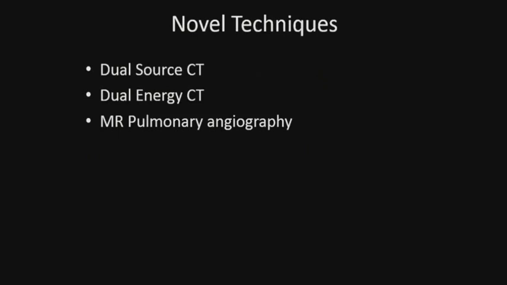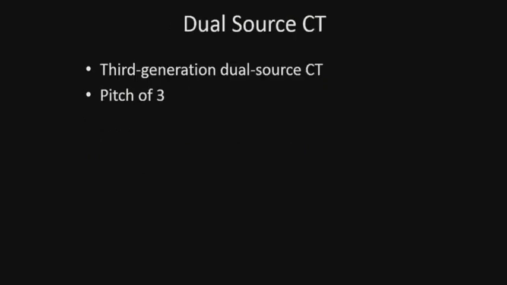And moving on to novel techniques for pulmonary embolism imaging, I'll discuss dual source CT and dual energy CT, but MR pulmonary angiography will not be discussed due to time limitations and its lack of clinical widespread use. Dual source CT uses 2 orthogonally mounted X-ray tubes and detectors to double the speed of image acquisition, and it achieves high temporal resolution with pitch factors of up to 3. This allows the continuous volume coverage of the whole thorax in less than 1 second.